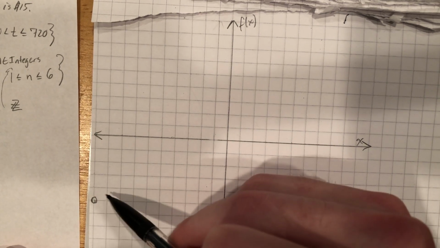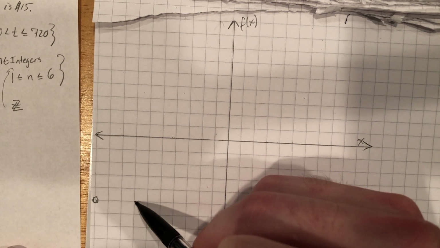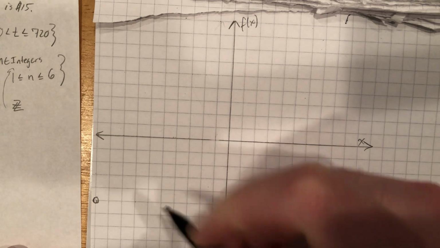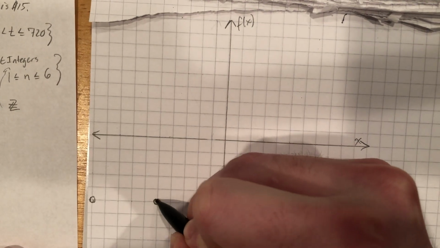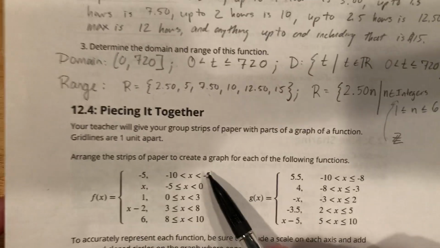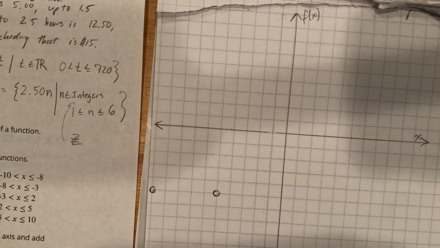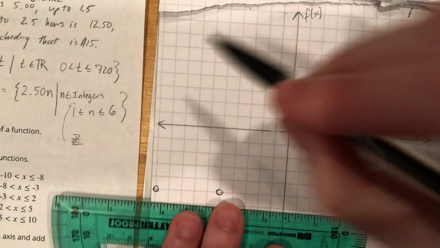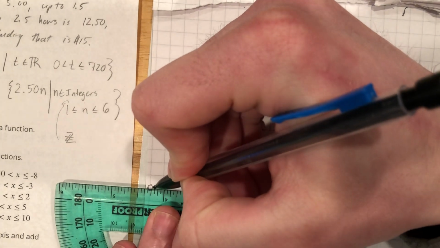So -10, -9, -8, -7, -6, -5. And that'll also be an open circle because, as you can see, it's not included. So I'm going to connect those 2 points. That's the first piece of my function.